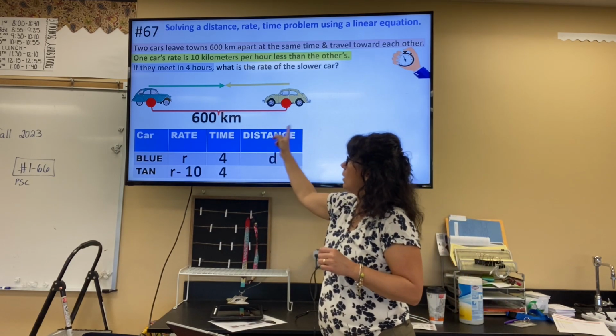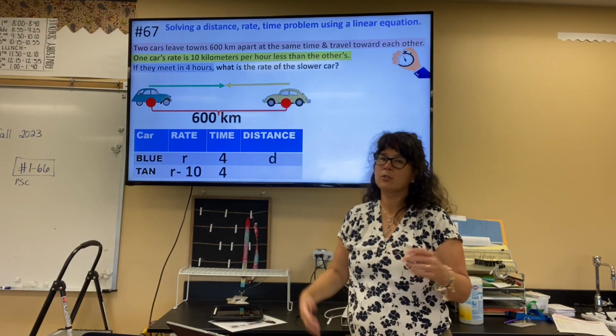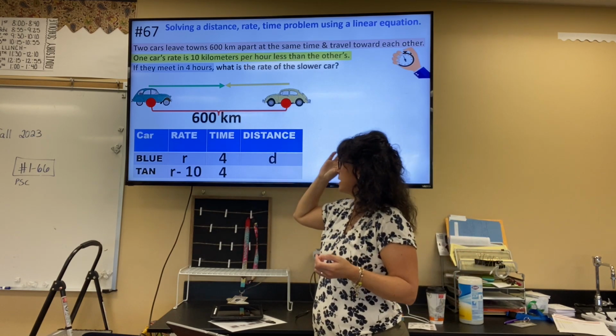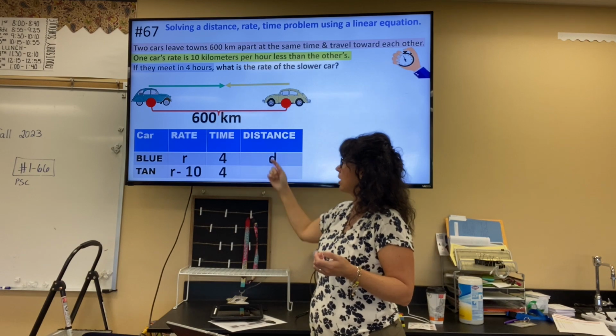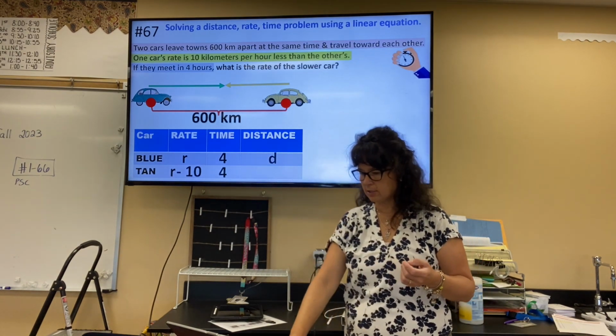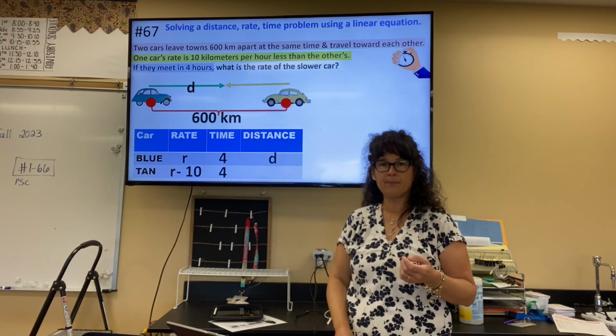I don't know how far one of these cars traveled. So again, I need to label that some variable. For no particular reason, I'm going to label the blue car's distance D. I could label the tan car's distance D instead.